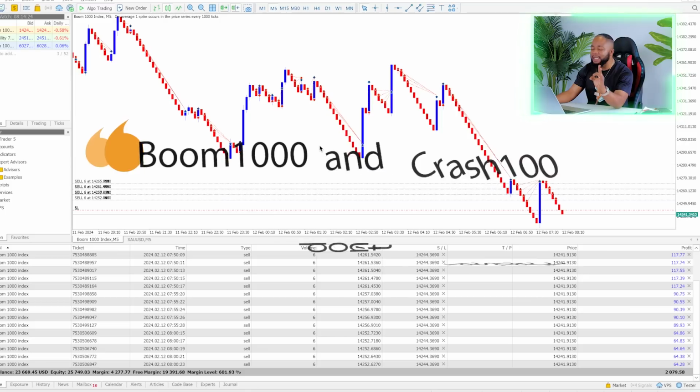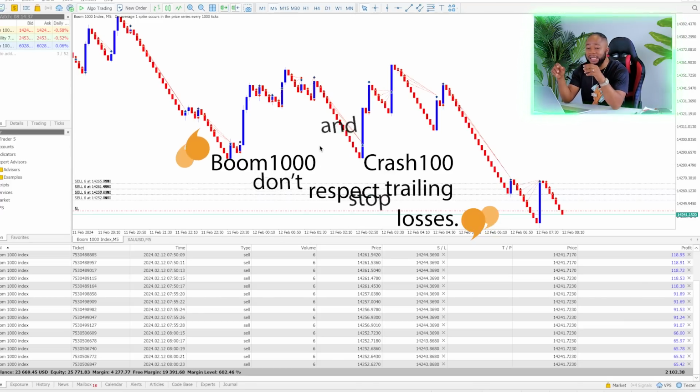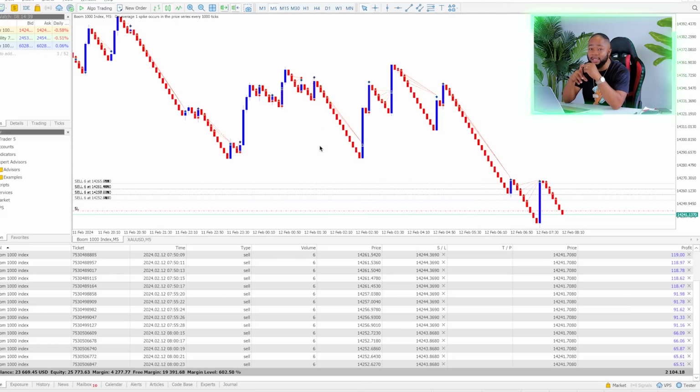So just write this down. Boom and crash doesn't respect trailing stop losses. Why? Because these are mathematical formulas that are simulating price volatility. So you don't expect it to be respecting stop losses as if you were trading gold or Euro USD or Great Britain pound CAD. That's another tip I'm giving you when it comes to boom and crash.